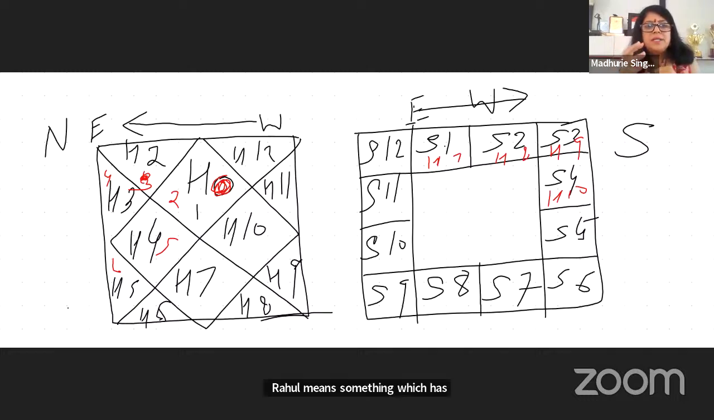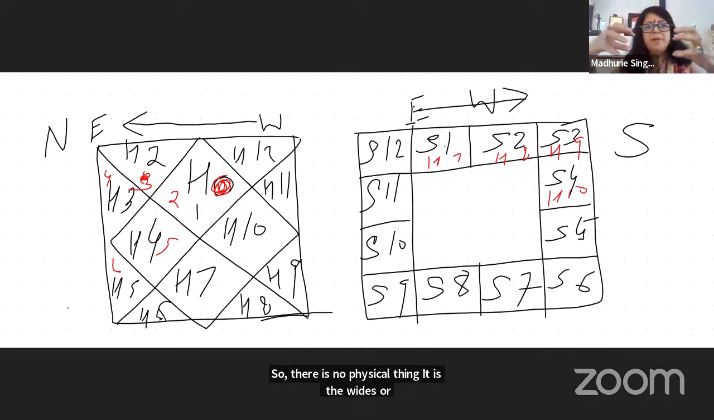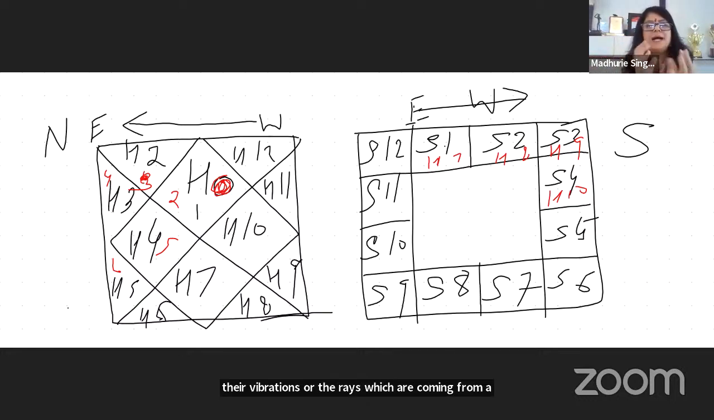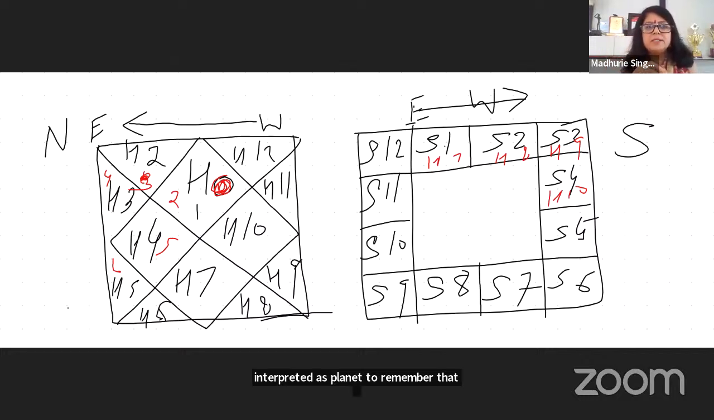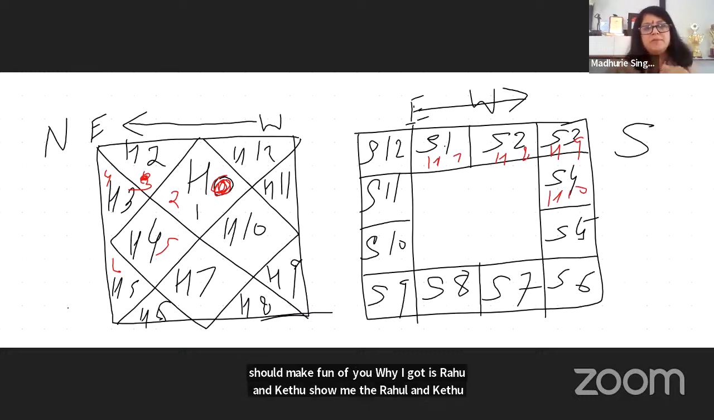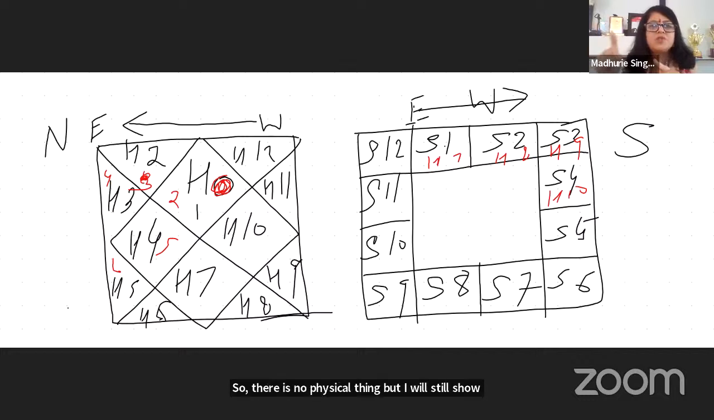Okay. So there is no physical thing. It is the vibes or the vibrations or the rays which are coming from a planet and engulfing you. That is why we say it is Grahan. So it is wrongly interpreted as planet. Remember that difference you should know, so nobody makes fun of you. What is Rahu and Ketu? Show me the Rahu and Ketu in the sky. Where is it? There is no physical thing, but I will still show you what Rahu and Ketu actually mean when we look at the whole planet system, physically where they occur.